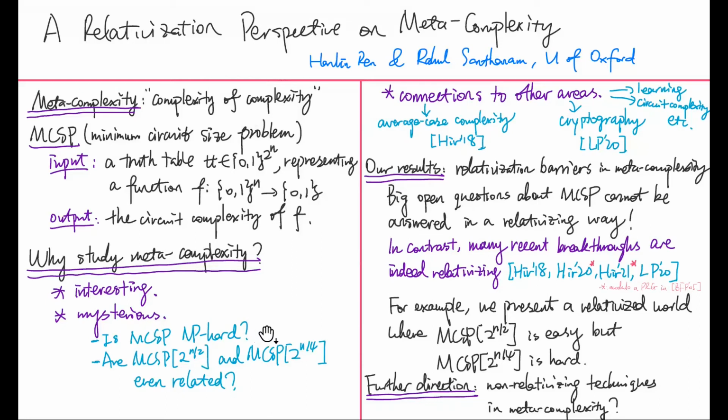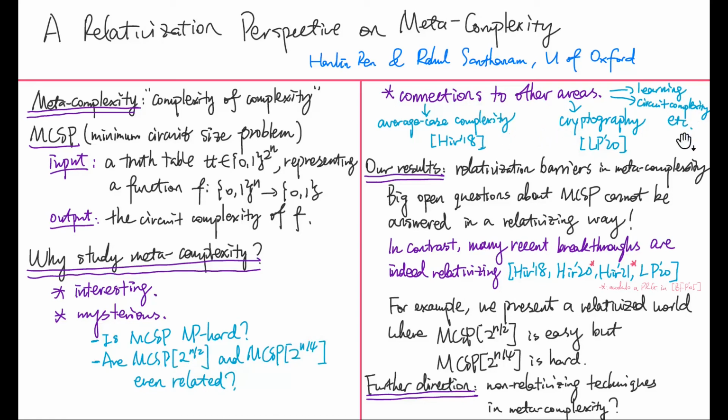We don't know if MCSP is NP-hard. We also don't know if two different versions of MCSP are related. If you fix a size parameter, you could consider a parameterized version of MCSP where you just want to decide if the truth table has this much complexity. We could set the size parameter to be 2^(n/2) or 2^(n/4). We don't know if MCSP with size parameter 2^(n/2) and MCSP with size parameter 2^(n/4) are related. In principle, it could be the case that one version of MCSP is very easy, but the other version of MCSP is very hard.